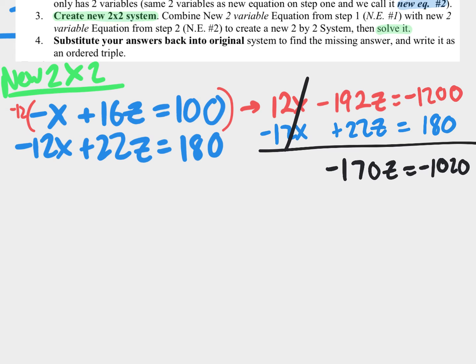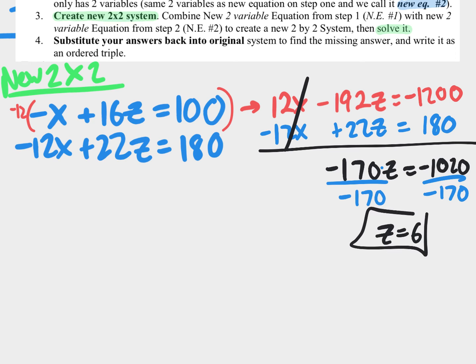Cool. Final step would be to divide by, tell me this works, please, somebody with the calculator. It does? What's the answer? 6. Thank goodness. Yes. I mean, I never had doubts. I knew we were on the right track. Anyway, we have the answer z equals 6.